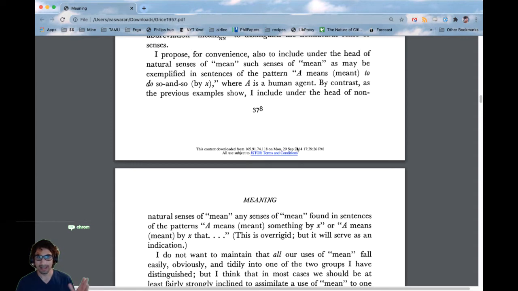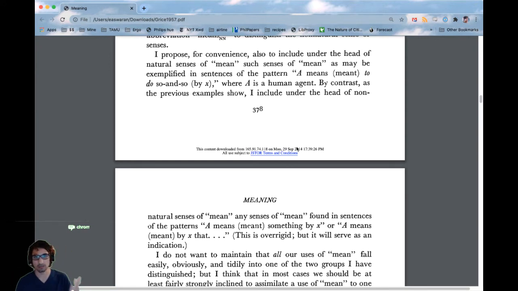where A is a human agent. And I'm not sure if this is used as often in American English, but in British English, you might say, I mean to go to the store on Saturday. And that's what we would in American English say is, I intend to go to the store on Saturday. And British and Australian friends of mine often say things like, oh, you're meant to wear a mask whenever you go there, meaning you're supposed to wear a mask whenever you go there. But that's a use of meaning that, again, he's not concerned with.